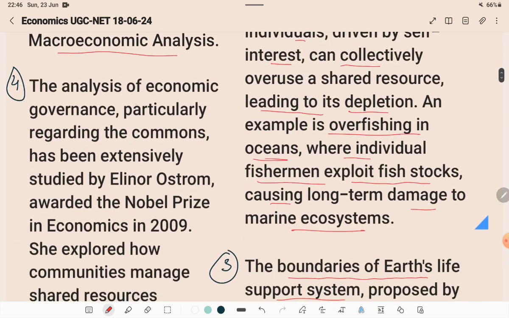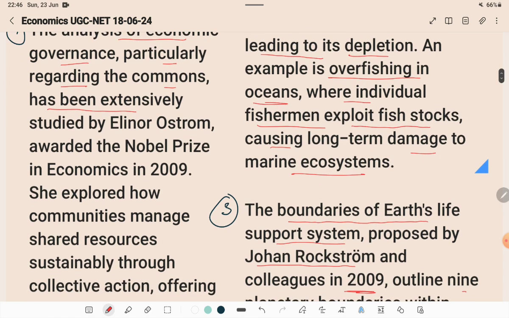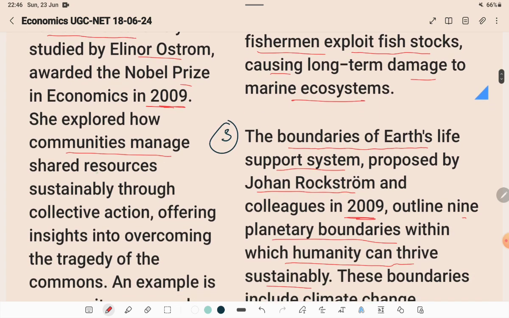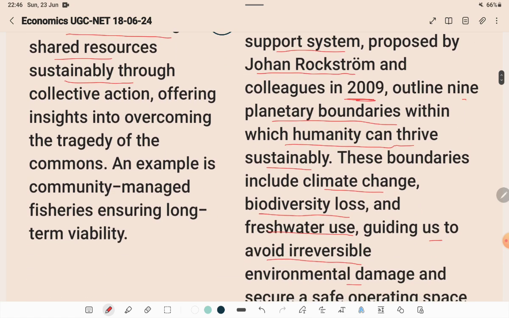Here we can see the analysis of economic governance, particularly regarding the commons, has been extensively studied by Eleanor Ostrom, awarded the Nobel Prize in Economics in 2009. She explored how communities manage shared resources sustainably through collective action, offering insights into overcoming the tragedy of the commons. An example is community-managed fisheries.